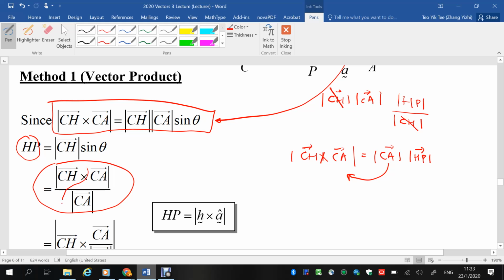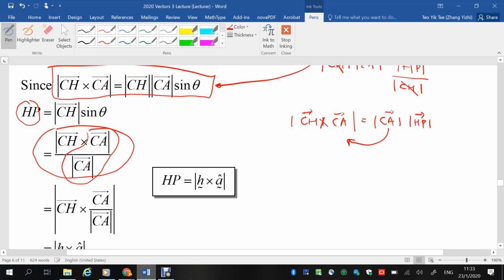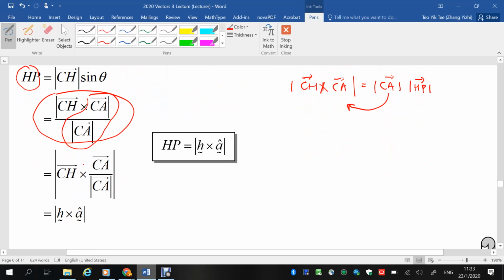And then I'm going to combine these together. CA divided by CA magnitude is actually your unit vector. And that's what you end up with: the H cross A hat formula. The derivation of this formula is not expected of you in the exams, but you are expected to come up with this formula. Does this formula look familiar? Flip back into your chapter 2. You have a similar looking formula: H dot A hat.